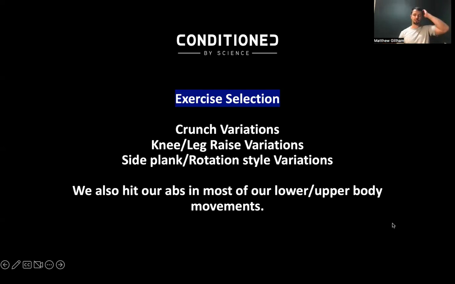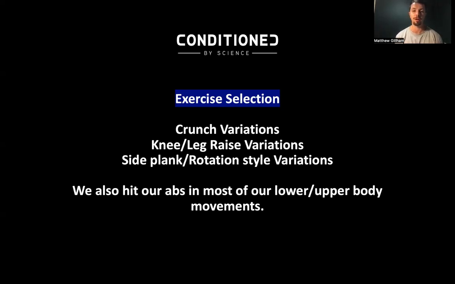Okay, so first of all, exercise selection now. We tend to choose our abdominal movements and target the different areas through these variations. So we've got the crunch variation, we've got the knee or leg raise, and then we've got the side plank or rotation style variations. For example, a Russian twist or a behind the back pass, where we're kind of twisting whilst we're performing the movement.